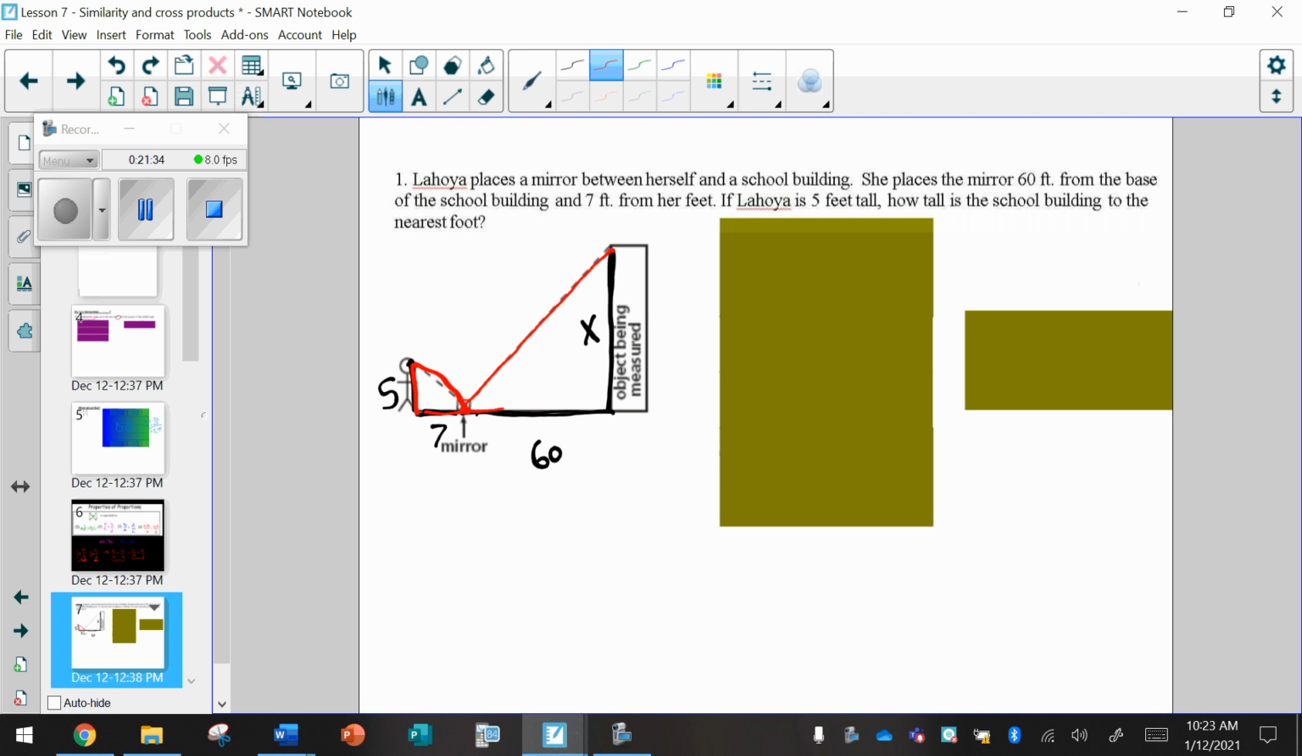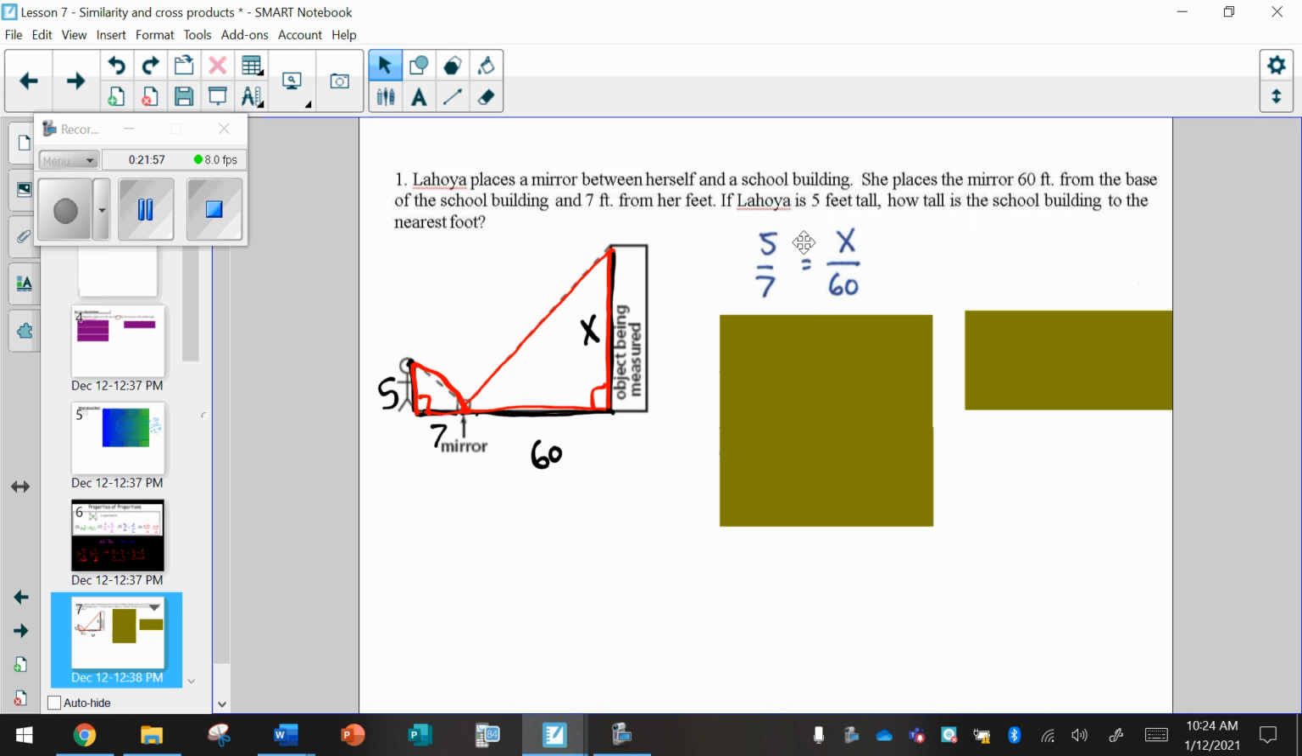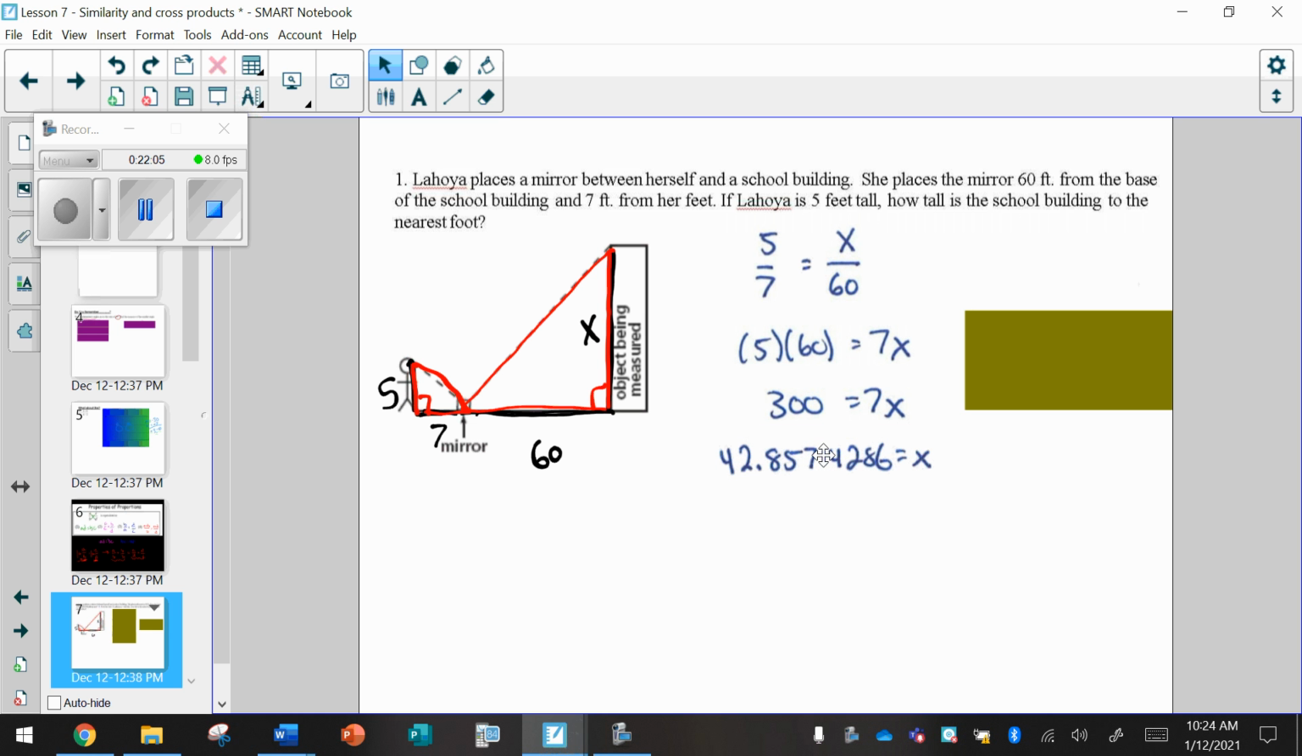that are similar triangles because they have the right angle equal, and we are using the ratio of corresponding sides. So what we're going to do is set up the proportion where we have 5 over 7 for La Jolla's ratio and x over 60 for the building ratio. Then we're going to cross multiply. So 60 times 5 is 300, 7 times x is 7x. We get this decimal, and then of course we read the directions, and the directions tell us to round to the nearest foot. So that's how we answer the question.